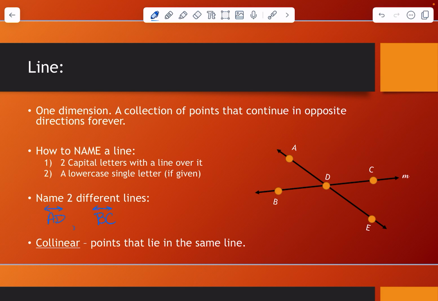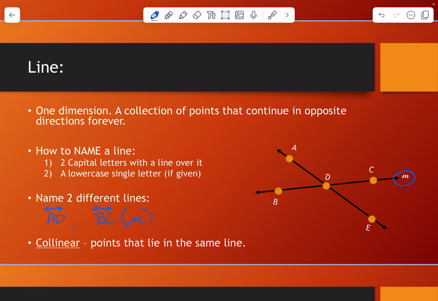Now, BC, I could also do BD. BD is the same line as BC. DC is the same line as BC. But since this has that little lowercase cursive letter, I could also identify this as line M because it is a lowercase cursive letter that was given to me to identify that line. Okay? So that's 2 ways that we can name a line.